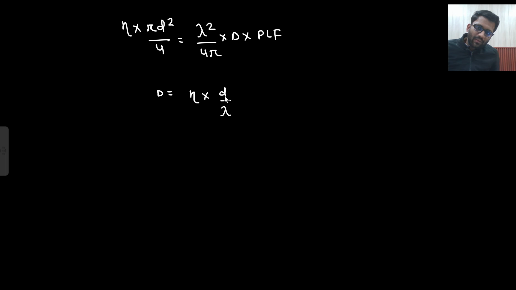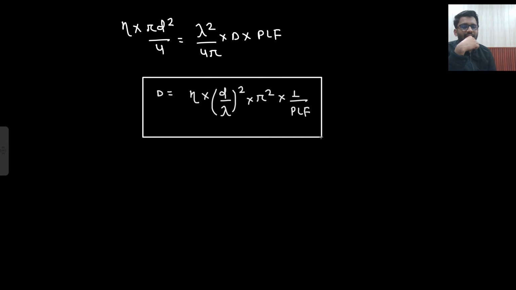Eta into pi d square by 4 would be equal to lambda square by 4 pi into directivity into polarization loss factor. So what do I need to find? I need to find directivity. So 4 and 4 are getting cancelled. So what will I get? Eta into d by lambda whole square, pi square into 1 by polarization loss factor. This is the formula of directivity I am getting, which I don't need to mug up.